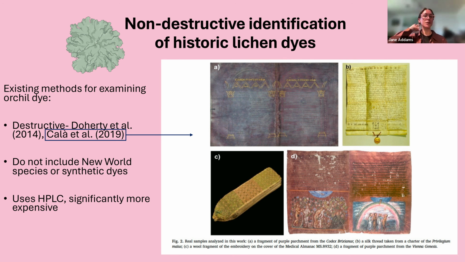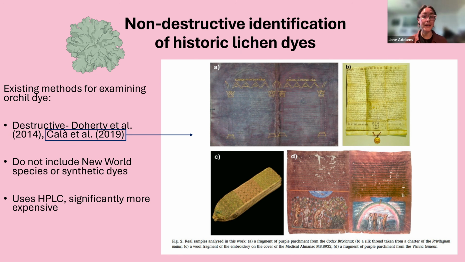So as I looked into potential non-destructive identification methods for historic lichen dyes, there are actually some existing studies that are looking at Orchil dye on historical textiles or in paints or illuminated manuscripts. And this literature uses much more advanced and prohibitively expensive and not portable tools. So they're more accurate, but I think we can get pretty close with cheaper methods.